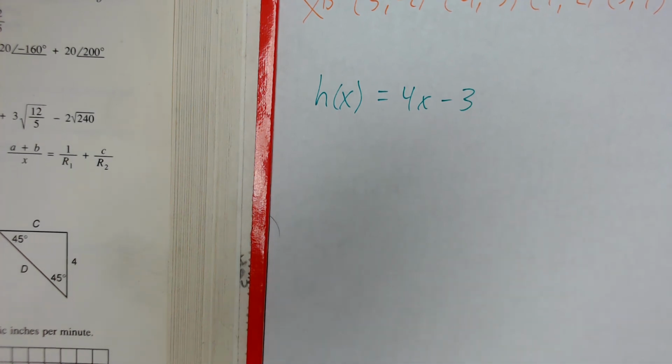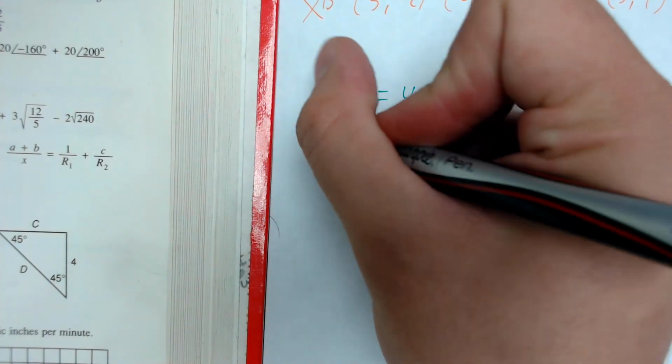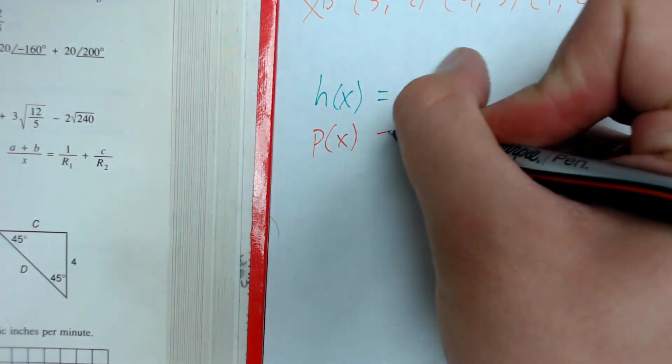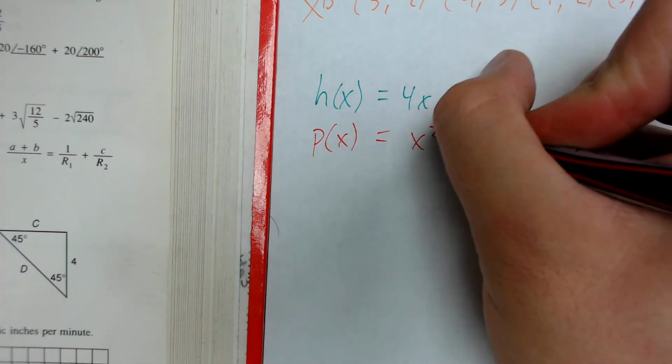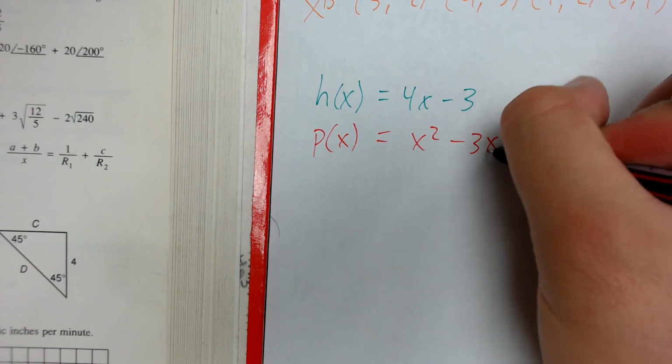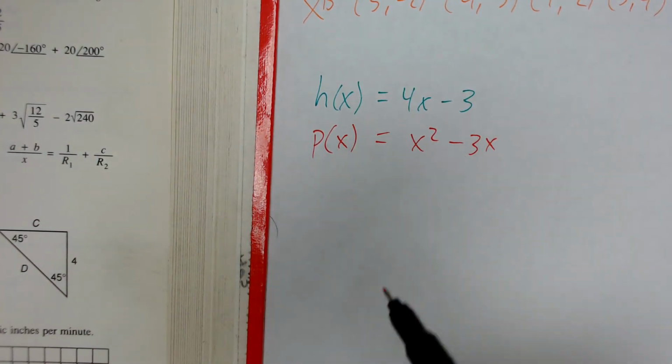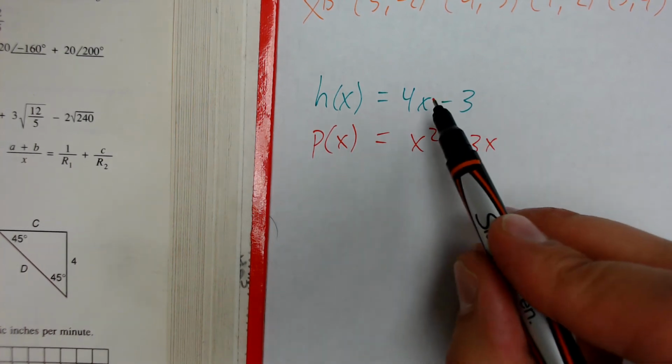And I can also do a different function. I can use whatever letter I want. I could say p of x, and I can say p of x is equal to x squared minus 3x. Now these are two different functions. Now what your book will do is on your problems, they'll give you two different functions.